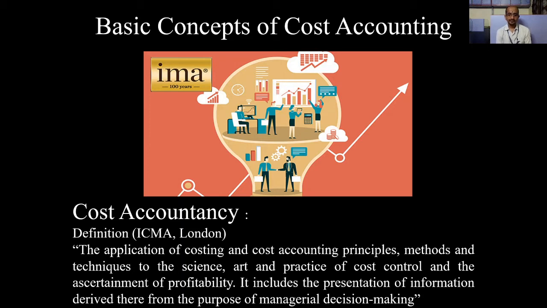And for what? For the practice of cost control and ascertainment of profitability. These are the two important objectives to be fulfilled by cost accountancy, that is cost control and the ascertainment of profitability. So this is done for whom? Of course, the management. Management has to take many decisions for the management of the company, and this will be helpful for the decision making process.